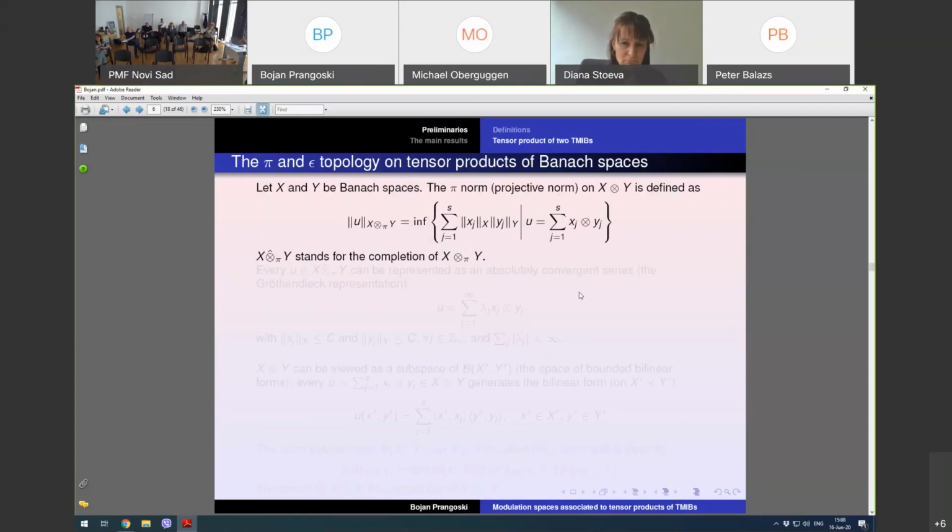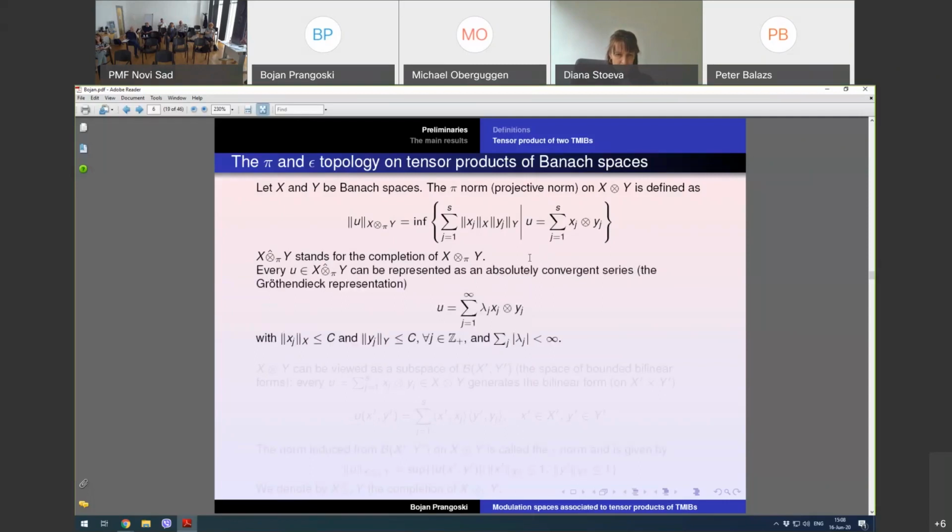First, I will recall the pi norm, or the projective norm, and it's defined as the infimum of these quantities, where the infimum is taken over all possible representations of U as a sum of simple tensors. One can prove that this is indeed a norm. When you complete the tensor product with respect to this norm, you get a Banach space, of course, and I will call this Banach space the completed pi product.